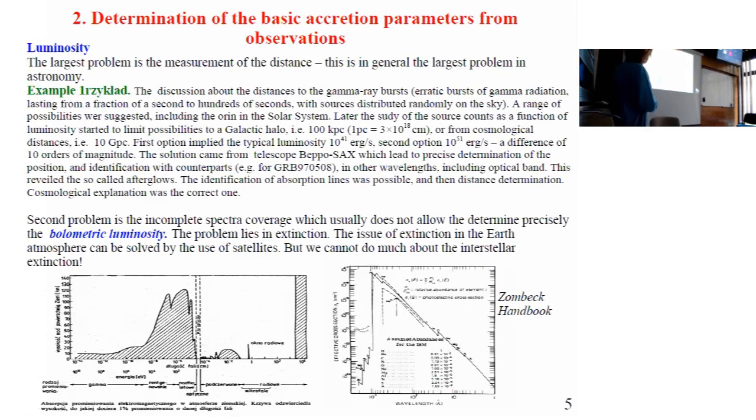Now, the luminosity. Determination of the luminosity is very difficult, because the problem is basically the distance determination, right? A good example, which I describe here in some detail, is the case of gamma ray bursts. Now, of course, we know they are at cosmological distances, no problem. But when they were discovered, there was a lot of discussion.